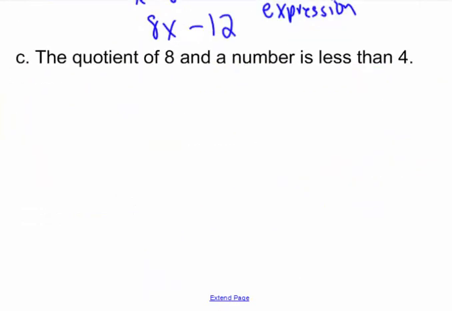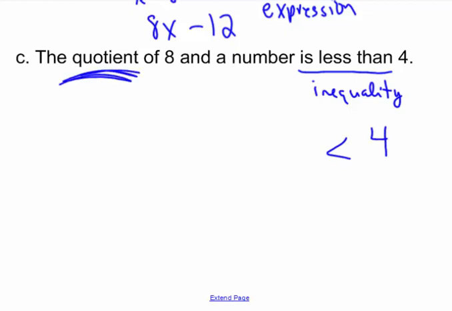In C, the quotient of 8 and a number is less than 4. First thing to look for is less than. Well, that's an inequality. So the inequality symbol less than is going to be there. On the right side is 4. The quotient, what does quotient mean? Quotient is what I get when I divide things. So the quotient of what two things? 8 and a number. Again, that prepositional phrase there, of 8 and a number.